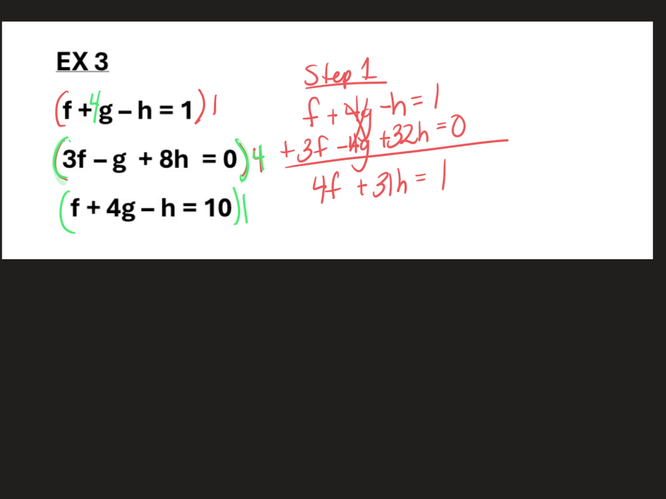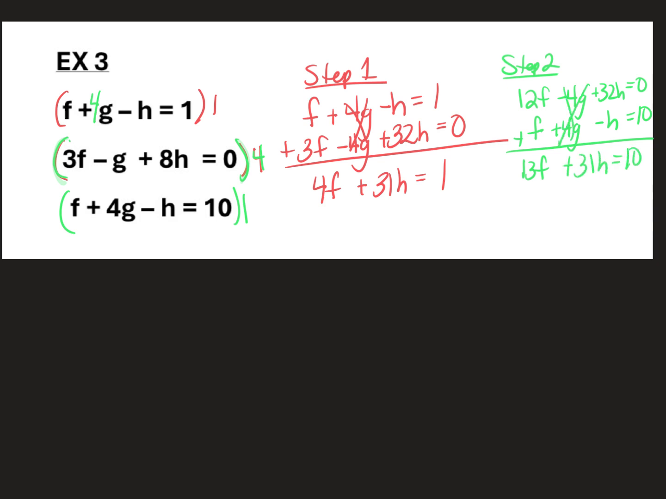So I will have, this is step 2, 12f minus 4g plus 32h equals 0. And then I will have f plus 4g minus h equals 10. And I'll add these together. 12f plus 1f is 13f. These go away. Plus 31h equals 10. Step 3.